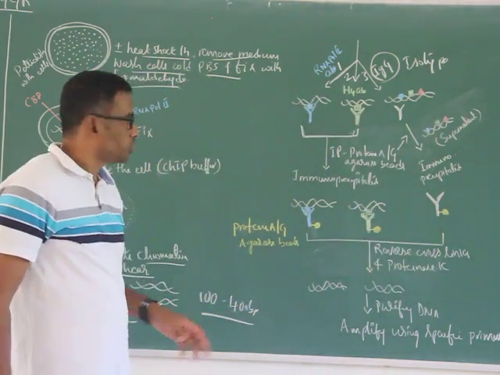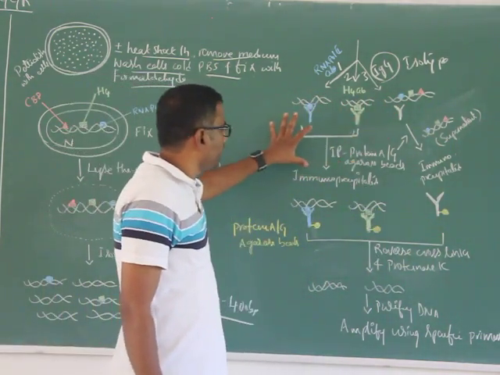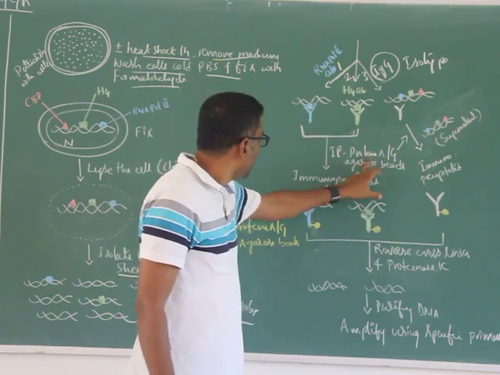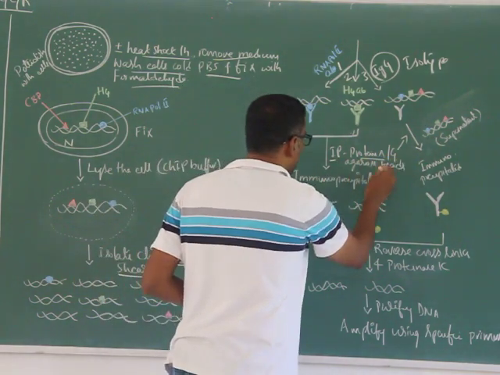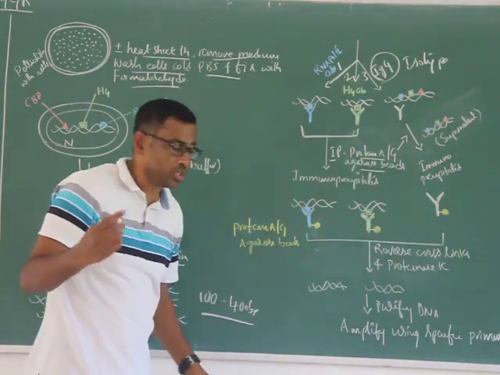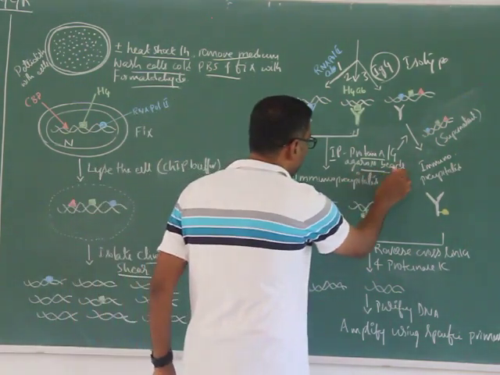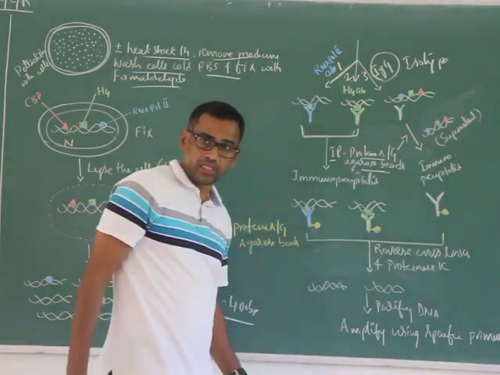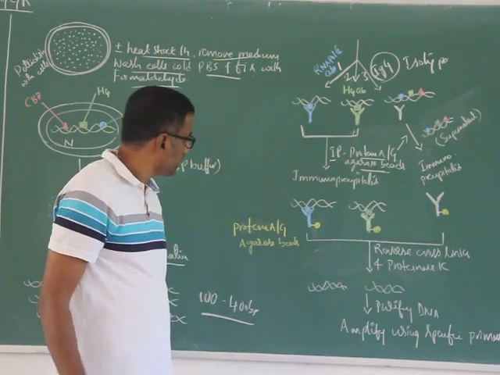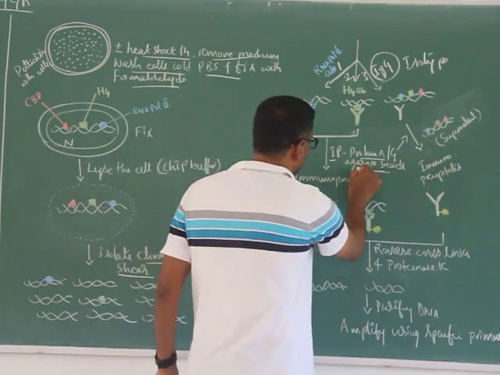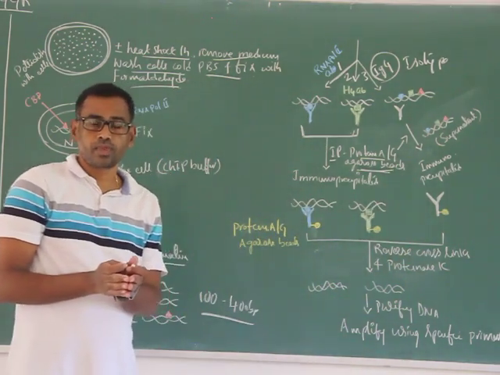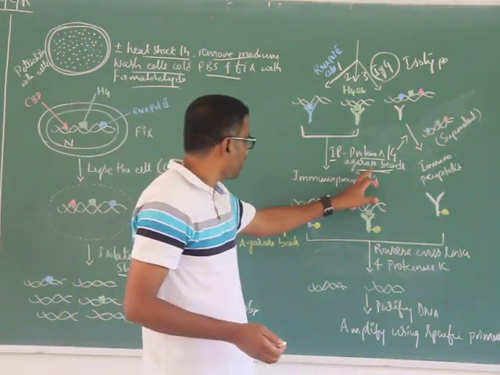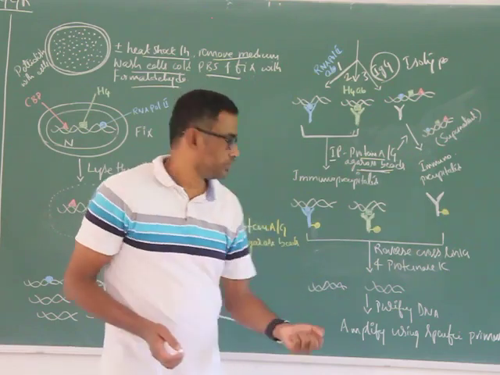Once you have incubated with the antibody, I will immunoprecipitate using protein A or protein G with agarose. Protein A and protein G are from bacteria. They are isolated from bacteria and attached to agarose beads. Now agarose beads are insoluble.